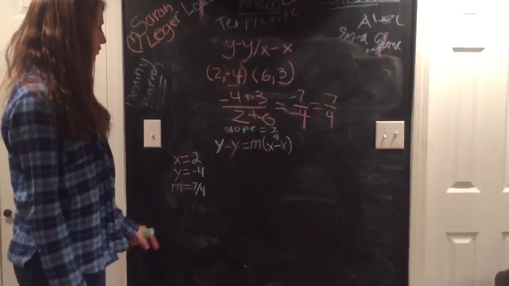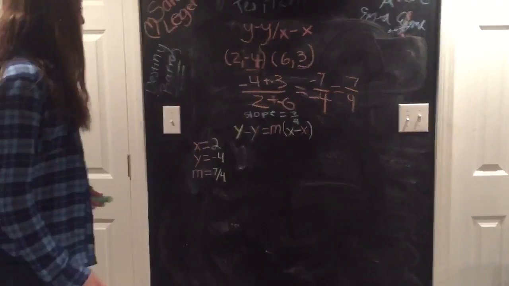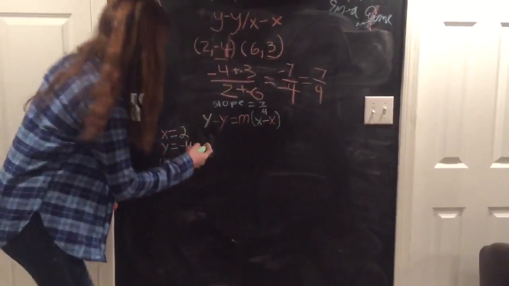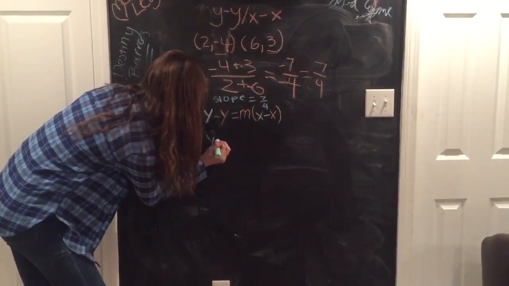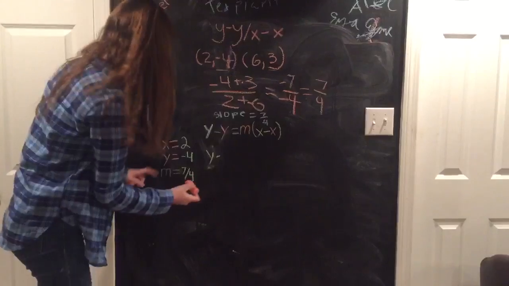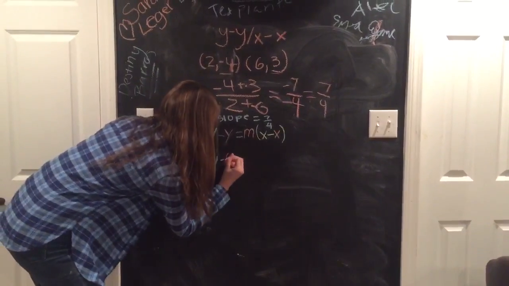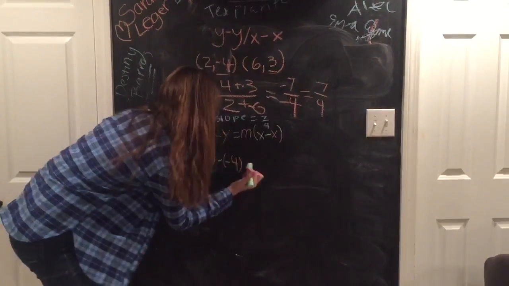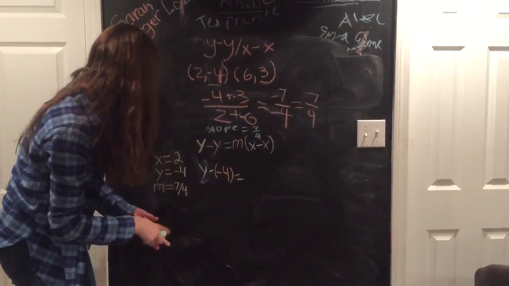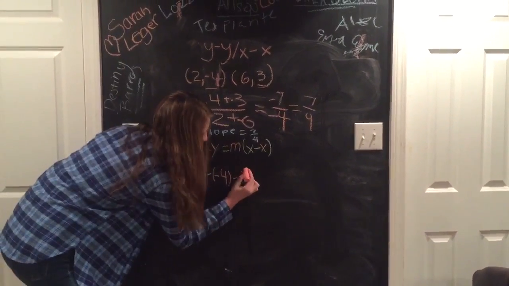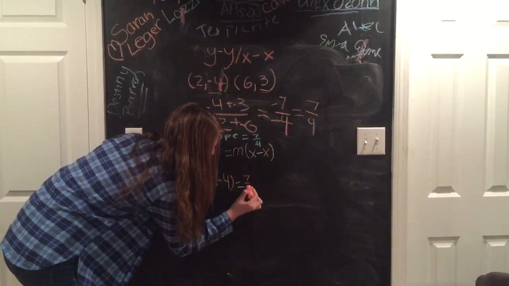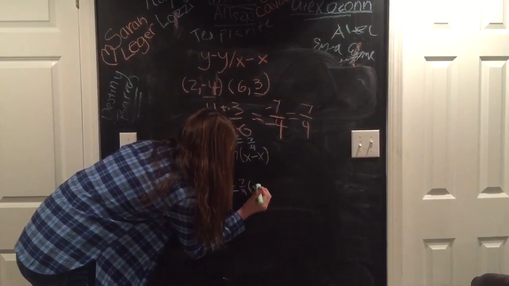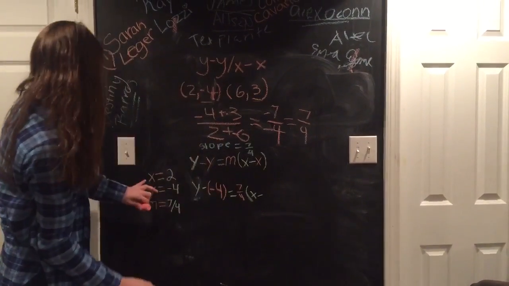Step 3 is to replace y, m, and x. Now we're going to replace the y, m, and x. So when we rewrite this problem, we're going to get y minus, and we're replacing our y, so we're going to get equals m, which is 7 over 4, and then in parentheses, x minus 2.